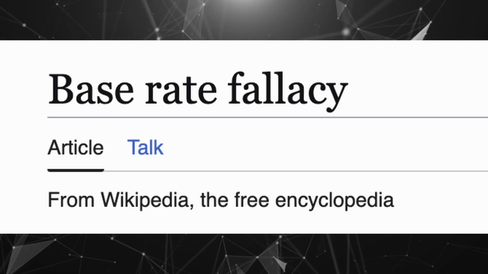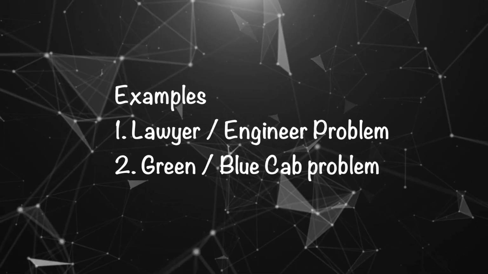There is a psychological bias where people ignore general information and focus on a very specific information that seems relevant to them, leading them to make incorrect probability judgments. This is called base rate fallacy. Today we are going to look into a few examples demonstrating this base rate fallacy and solve them along the way to get a better understanding of the fallacy.